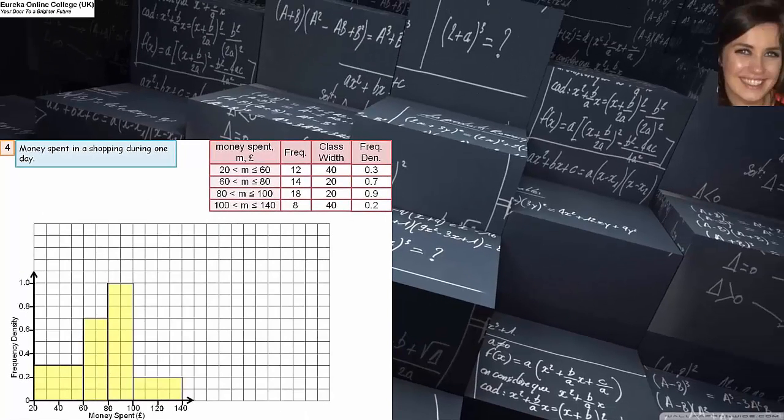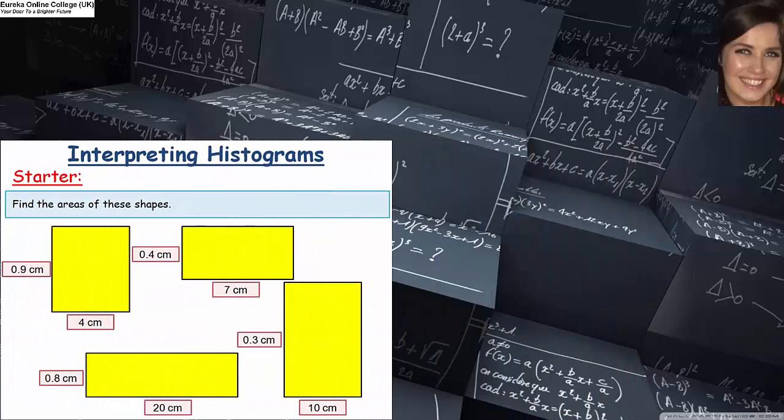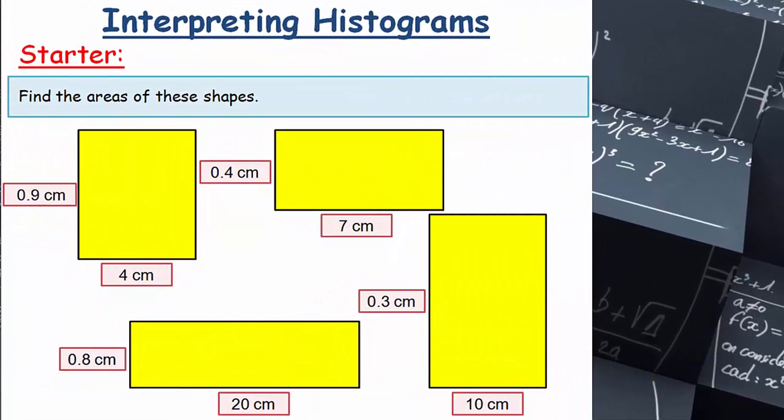The next thing that you need to be able to do, and also show the students how to do, is calculate the frequency from a histogram. You also need to be able to interpret what a histogram is telling you. Here is another starter for you to try, have a go, and then you can see the answers.